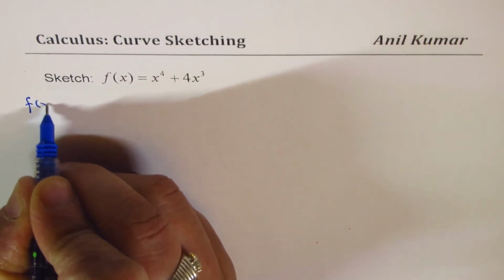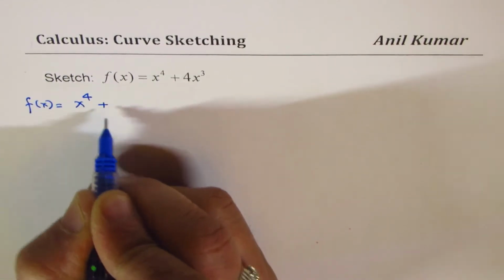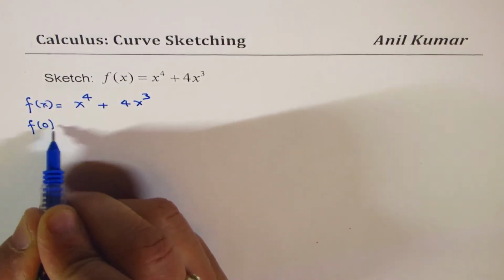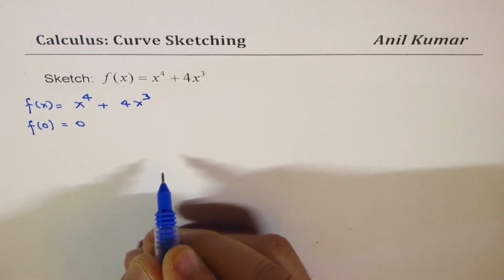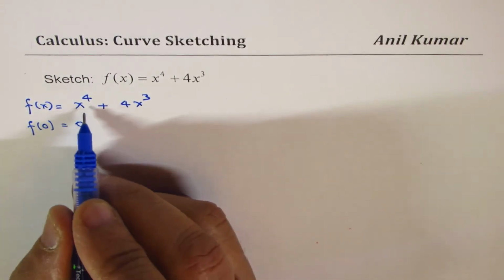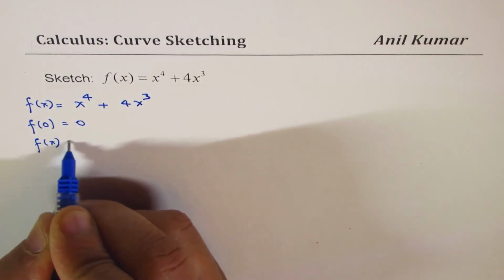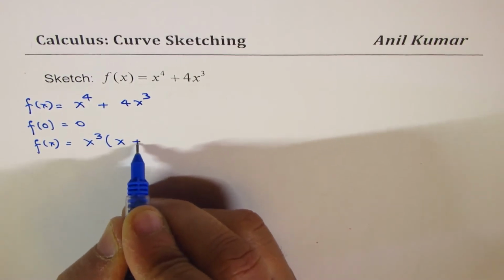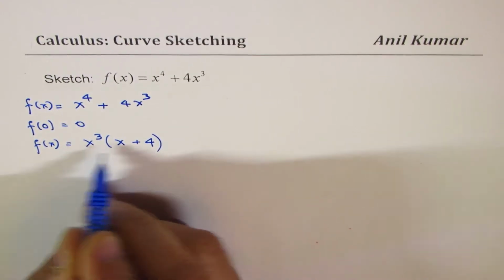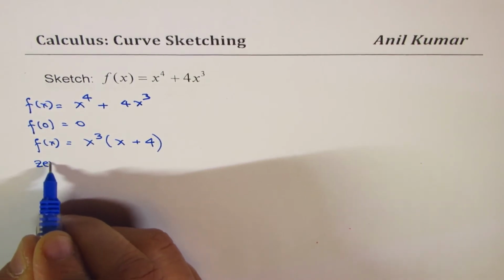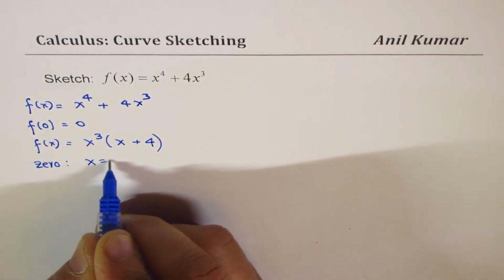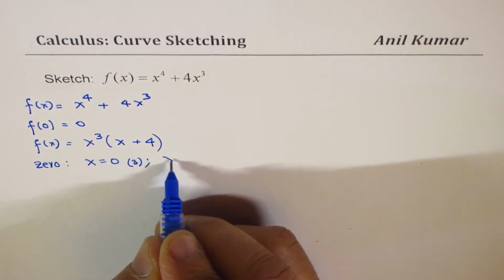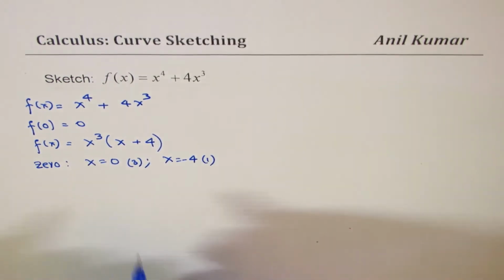So it is f of x equals x to the power of 4 plus 4x cubed. First thing, what is f of 0? f of 0 is 0. Perfect. Then we look for x-intercepts. So let's factor this. We can say x cubed times x plus 4. That gives you 2 zeros. We have a 0 at x equals 0 and the order is 3, right? And then we have x equals minus 4, the order is 1.